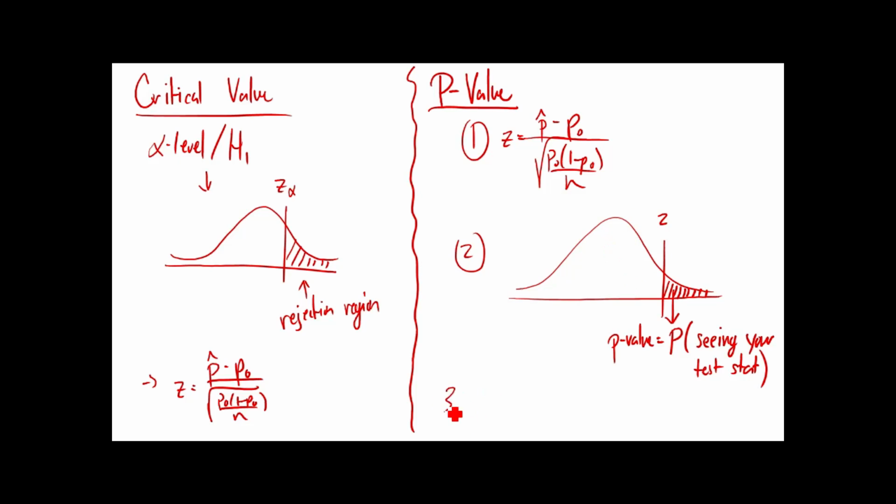So then the way we use it is you compare. You say, is my p-value less than what I was going to allow for my alpha level? And if so, you're going to reject the null hypothesis. Okay?